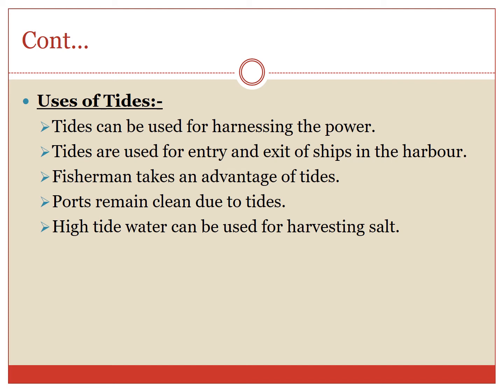Fishermen take advantage of the tides. Because of the tides, the diesel and petrol that are used in the ships are less in quantity. So that is why fishermen take very much advantage of these tides.